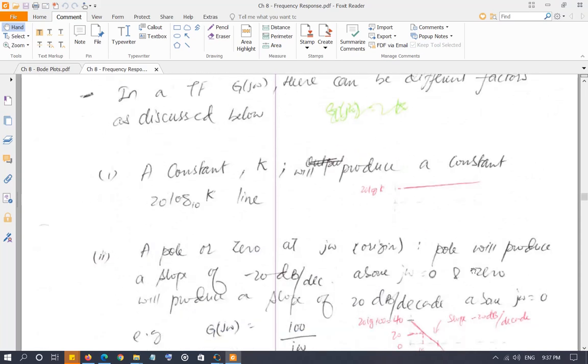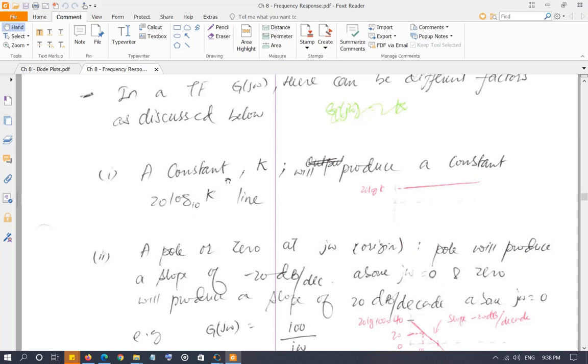So what different types of factor can you see in a Bode plot? Now there's one thing that I'm not going to be discussing. I don't think we have enough time to discuss that. It's a little complicated, not extremely complicated, but I don't think it's useful here. I don't think I'm going to be asking in the exam, which is basically Bode plot corresponding to a quadratic equation, right? So we're not going to be discussing quadratic equation over here.